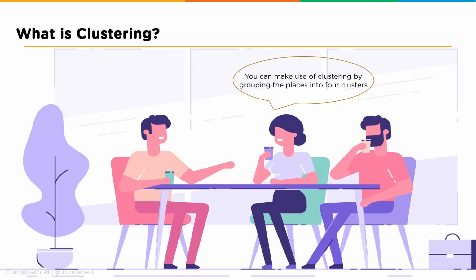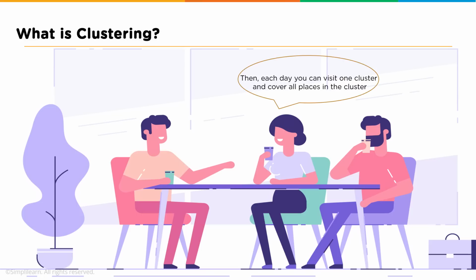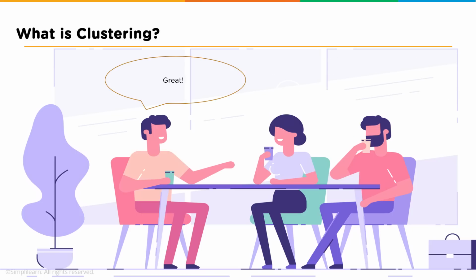Maybe he's a sales team, so he has 20 places he's got to do demos for. You can make use of clustering by grouping the places into 4 clusters. Each of these clusters will have places which are close by. So we're going to cluster them together by what is closest to the other one. Then each day you can visit one cluster and cover all the places in the cluster. Great! That's a great idea. If you're going to hit 4 different places, maybe you're going to cluster whatever streets are closest together so you don't spend all your time traveling.